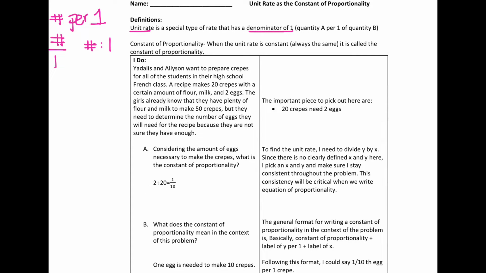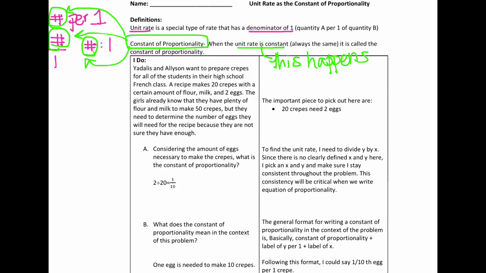But then when we're asked to write the unit rate, after we've calculated whatever this number should be, we often just write this number. The constant of proportionality is the same as this number when the unit rate is constant, meaning always the same. So the unit rate is constant when quantities are proportional.